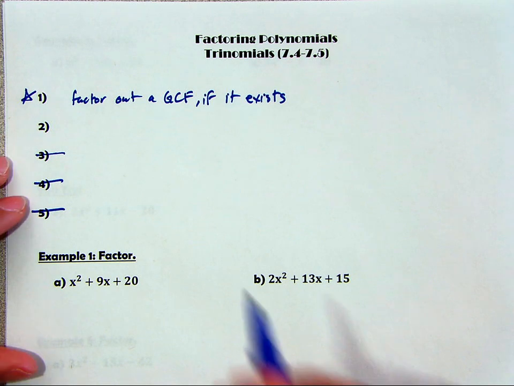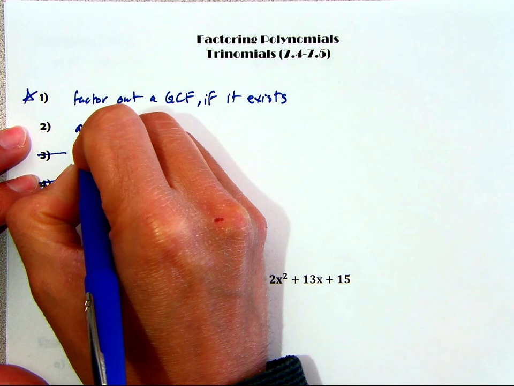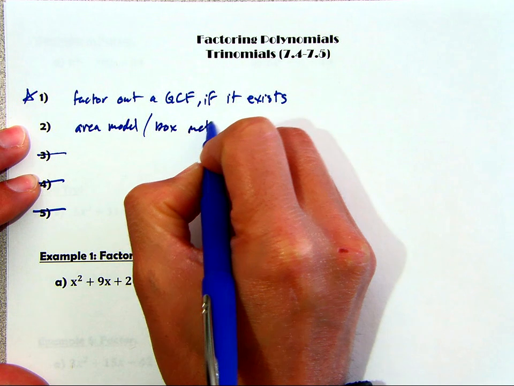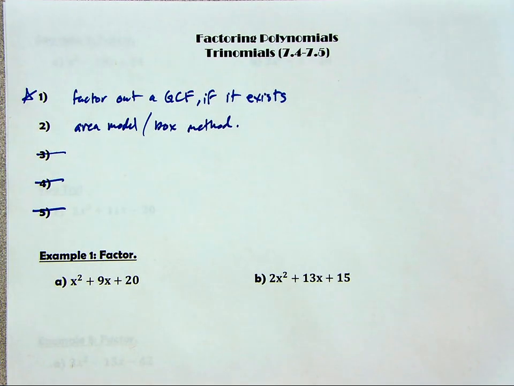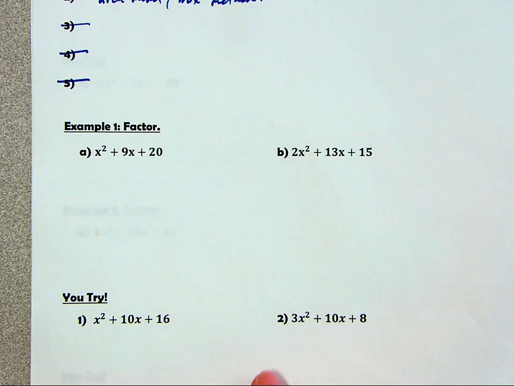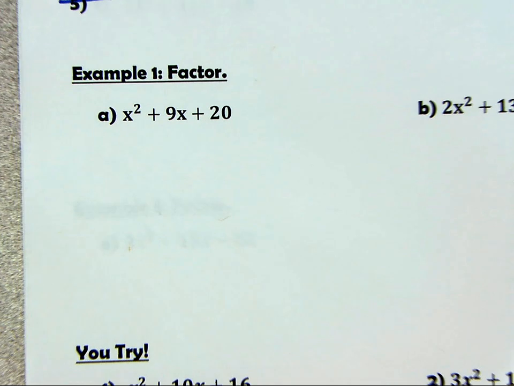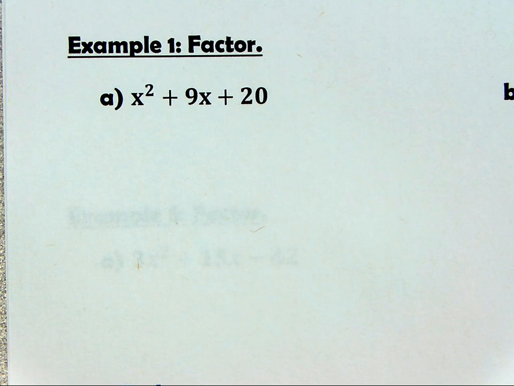Step number 2, which you're going to do in every one of these problems, is you're going to use the area model, which we often refer to as the box method. Remember, the box method or area model is what we used to multiply a polynomial with another polynomial, and it's also what we use to factor, which is a fancy way of saying divide polynomials. We've got a couple example problems and some U-try problems. We'll use the same format as the last video. I'll do the example, you pause the video, try the other problem, and then unpause to check your answer.